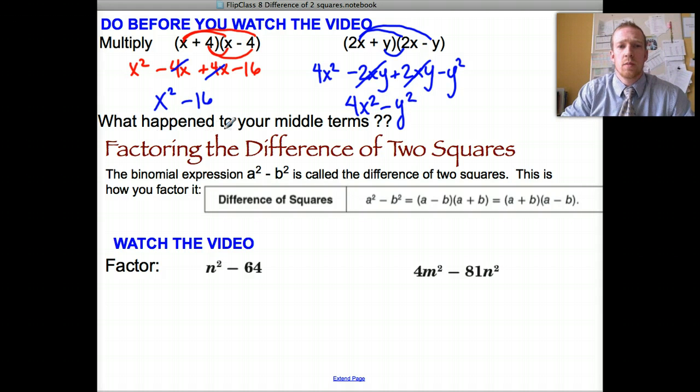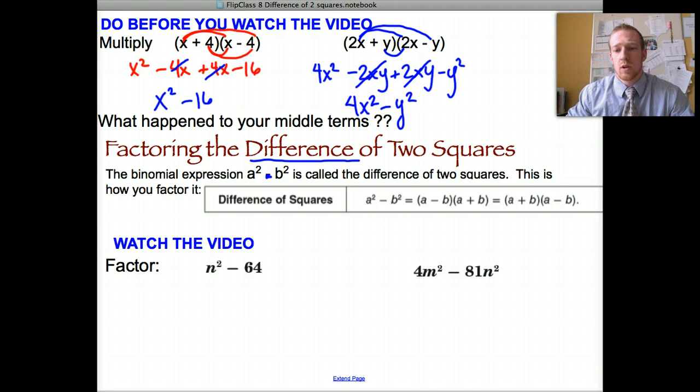So what happened to our middle terms? Notice that each time our middle terms canceled because they were equal and opposite. So here the 4x and the negative 4x canceled. Here the negative 2xy and the 2xy canceled. Alright, and we ended up with the difference, meaning subtraction. So the difference of two squares. Remember, a perfect square is anything that is the square of something, or you can take the square root of it evenly. So like x squared is a perfect square. 16 is a perfect square. Alright, so see how they canceled out.